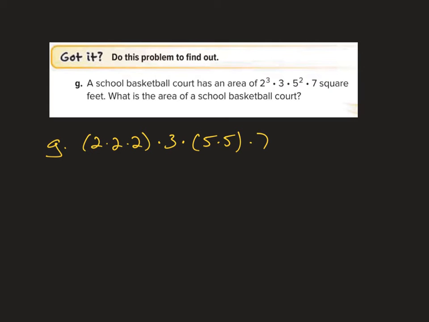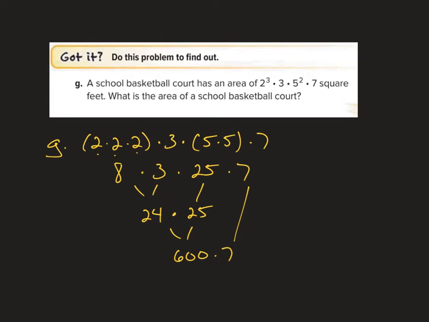So now we do our multiplication. So we got 2 times 2 times 2 is 8, times 3, times 5 is 25, times 7. And now we can multiply straight across. So we've got 8 times 3 is 24, 24 times 25 is 600, and 600 times 7 is 4,200, and we're talking square feet here, so we have to give it a label. So that would be feet squared.